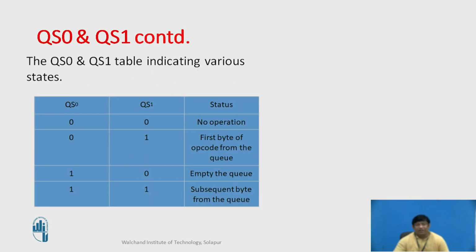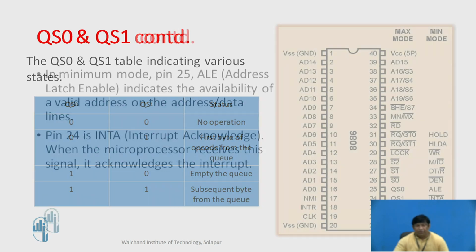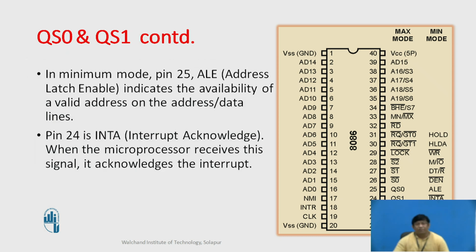The QS0 and QS1 table indicates the various statuses: no operation when both are 0; when only QS1 is 1, it is the first byte of opcode from the queue; when only QS0 is 1, it is empty the queue; and when both are 1, it is a subsequent byte from the queue. In minimum mode, pin 25 ALE, address latch enable, indicates the availability of a valid address on the address or data lines. Pin 24 is INTA, interrupt acknowledgement. When the microprocessor receives this signal, it acknowledges the interrupt.